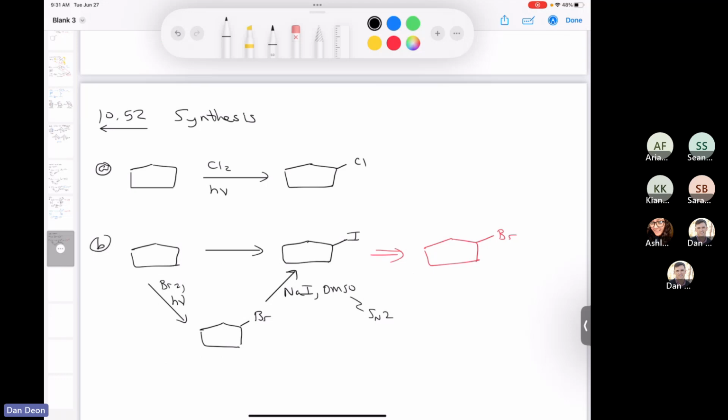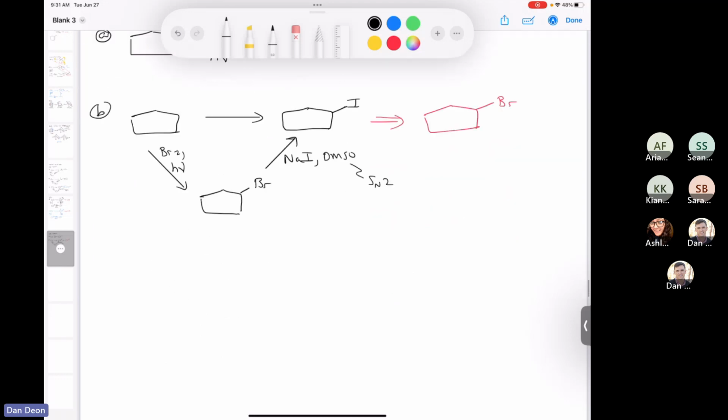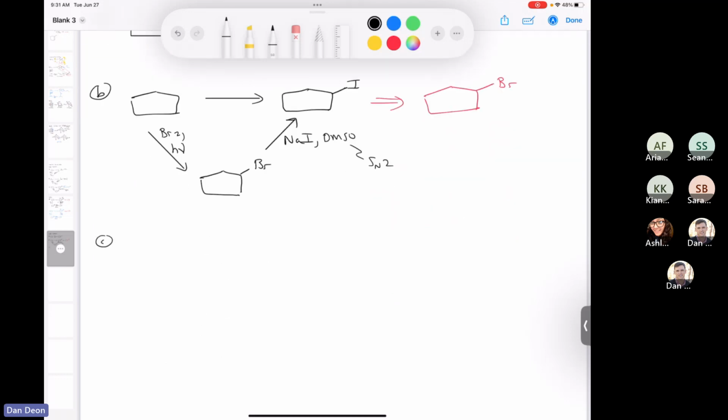All right, the next one is one that we looked at already, so I'm not going to spend a lot of time on it. On C, it just says, how would you take cyclopentane and convert it to cyclopentene? We've covered this already today. So we would treat that with bromine and light. And the main idea is really making the double bond, right? You want to prevent any substitution. You only want elimination. And so you want a hindered base.